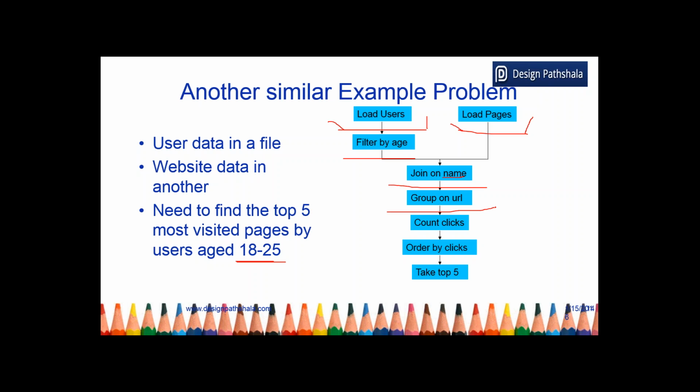I'll group that by URL. I'll generate the count of the clicks. I'll order them by clicks and take out the top 5. Okay, this is the data flow diagram for this problem statement.